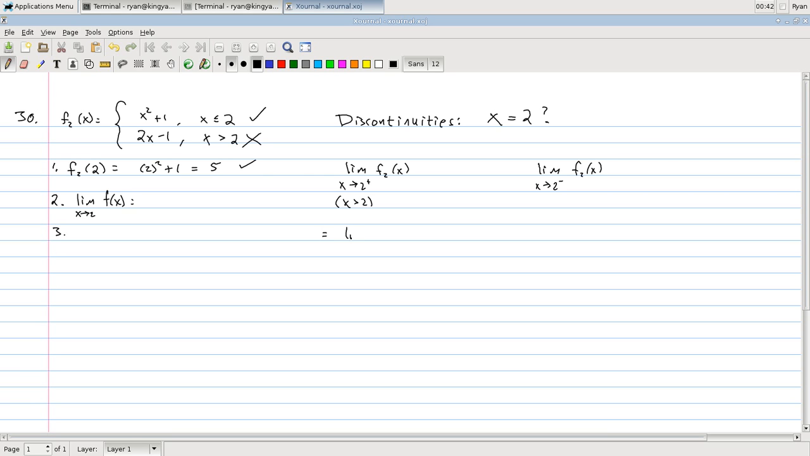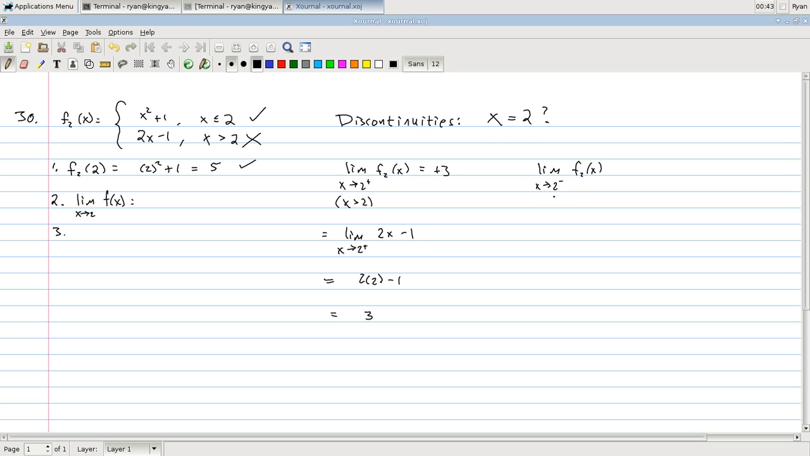So we can write this as the limit as x goes to 2 from the right of 2x minus 1. And since this is continuous, we can evaluate this by direct substitution. So this will give us 2 times 2 minus 1, which is 4 minus 1, or 3. So the limit as x goes to 2 from the right is positive 3.